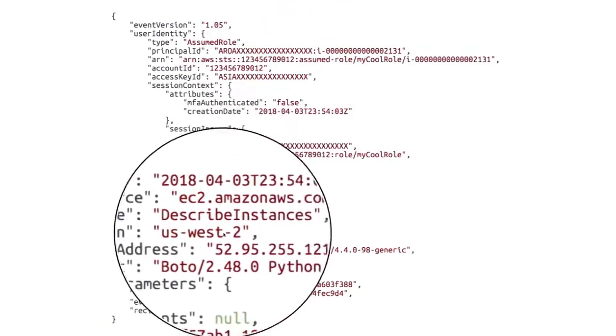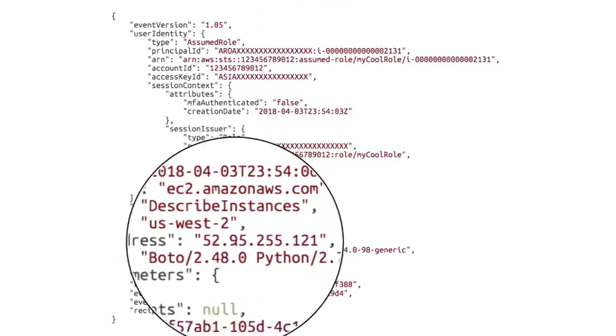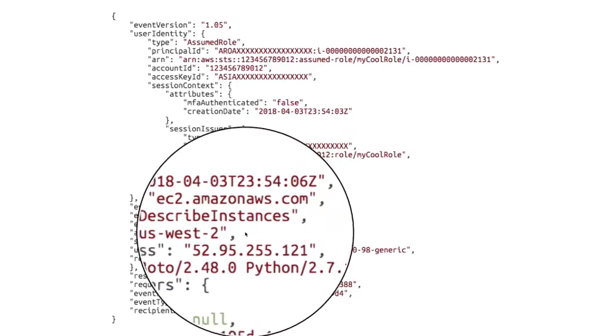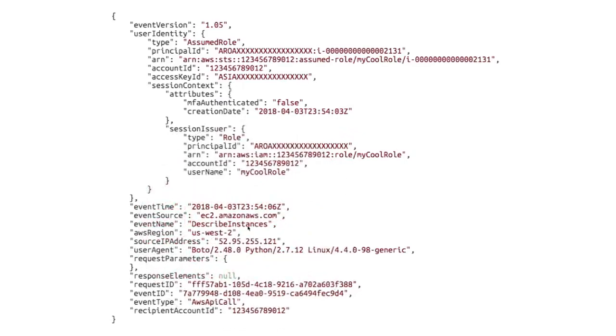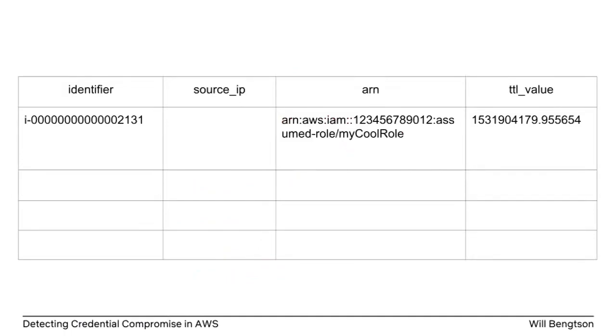The most important piece for us, of course, is the source IP of 52.95.255.121. If you're familiar with the Amazon IP space, you know that's an Amazon IP, so we can actually go in and add it to our table. So now we have our initial session and IP locked. So if we come across this again, we can do the analysis and say, does this match or does it not?